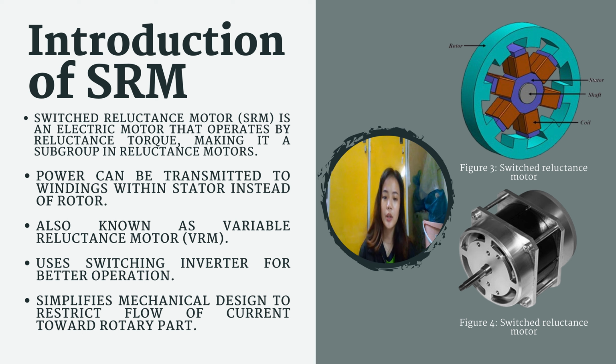This motor simplifies the mechanical design by restricting the flow of current towards the rotary part. However, at the same time, it also complicates the design because it needs a type of switching system to accompany it in order to transmit the power towards the different windings. On the right side of the slide here, we have the diagram of the switch reluctance motor.